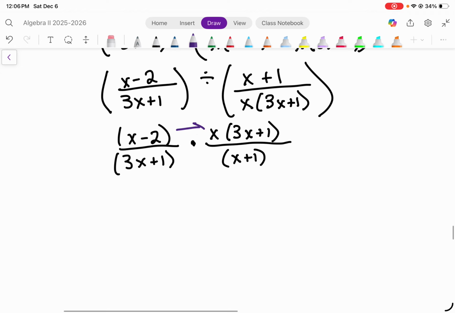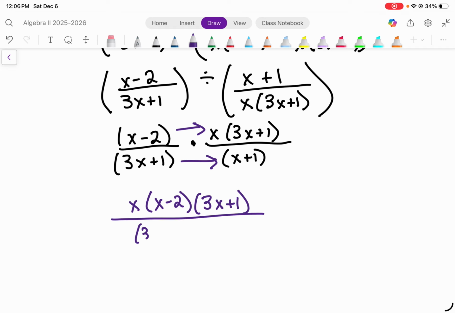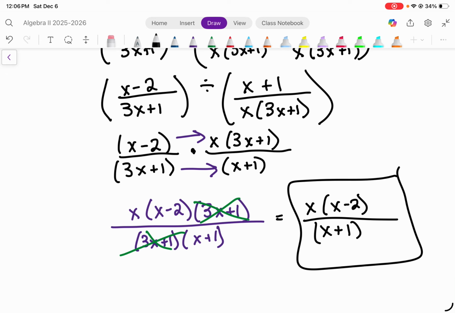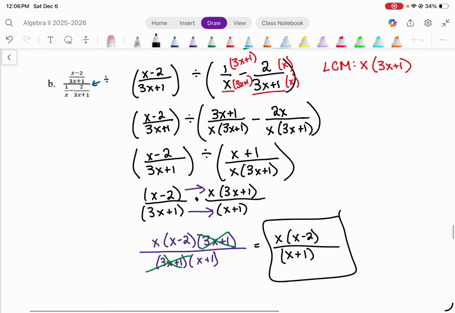Once I have that, then I can do the operation. So multiply x minus 2. I'll put the x in the front, and then 3x plus 1 all over 3x plus 1 times x plus 1. Then I can simplify any common factors. So both of these have the 3x plus 1 that I can simplify, and it looks like that is it. So my final answer would be x times x minus 2 over x plus 1. And that's my answer. So if you didn't get it correct, make sure you are fixing your work so that you have a correct answer in your notes.